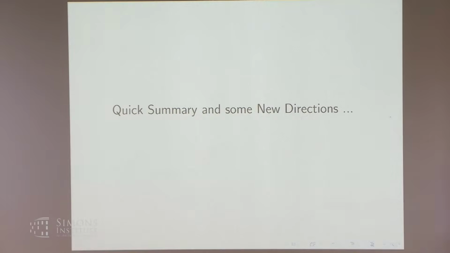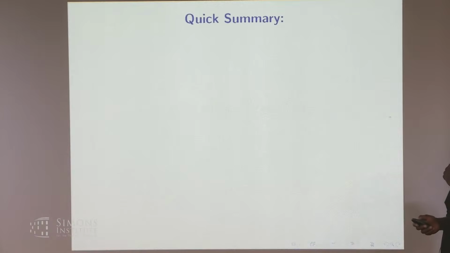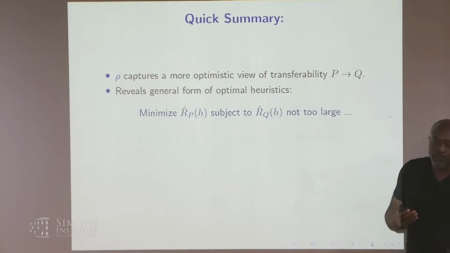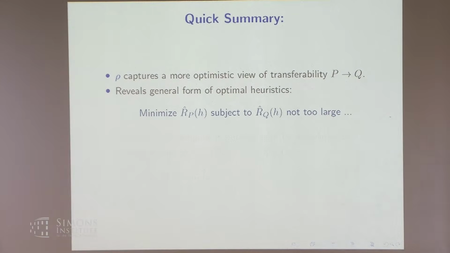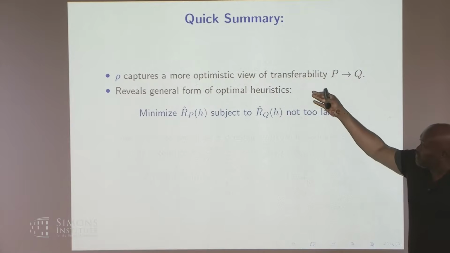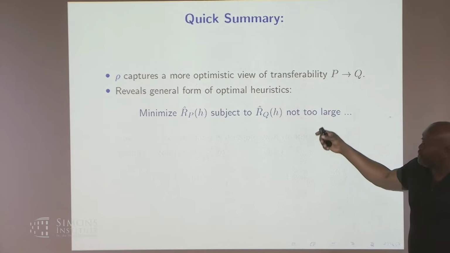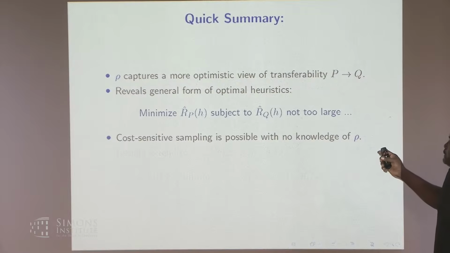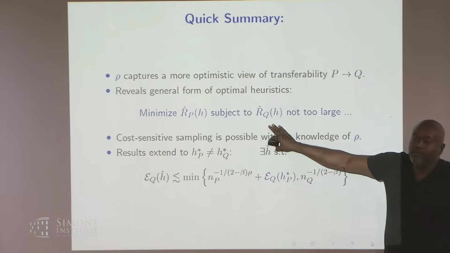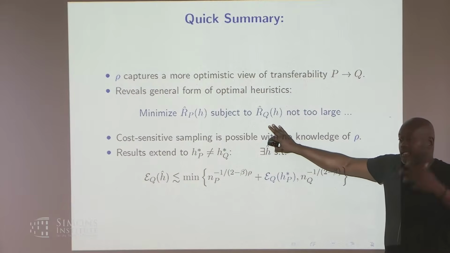All right, so a quick summary, and then I'll talk for 10 minutes about the rest. So here is the first proposal, which captures a more optimistic view of when transfer is possible. It can be very small even when other distances are very large. It starts revealing a sense of optimal heuristics. And here is a different heuristic that I give. In the paper itself, we give tons of different heuristics and analyze them.